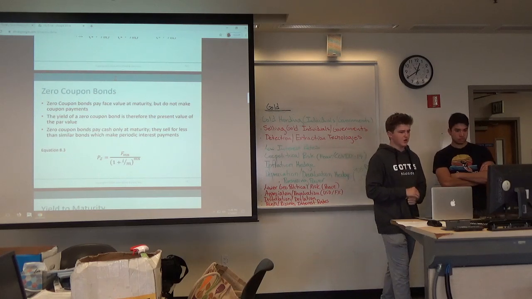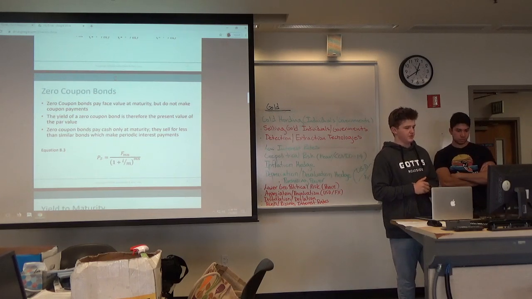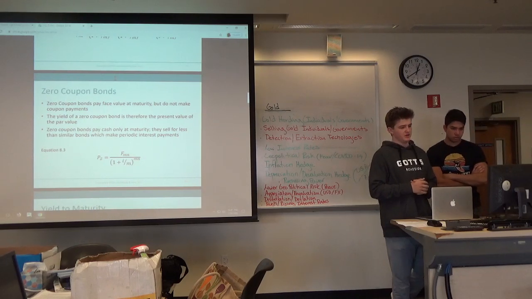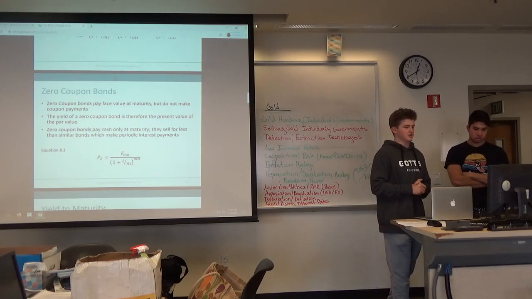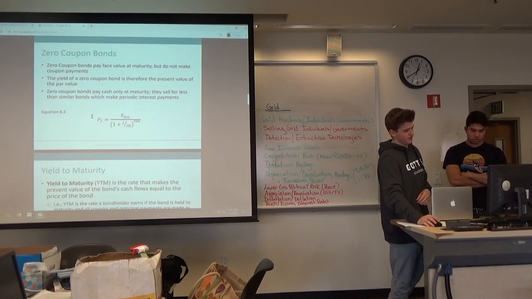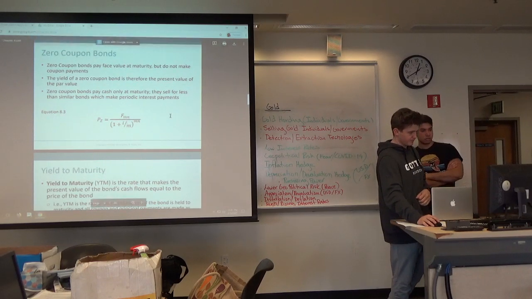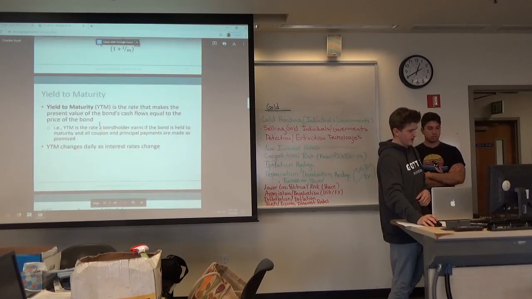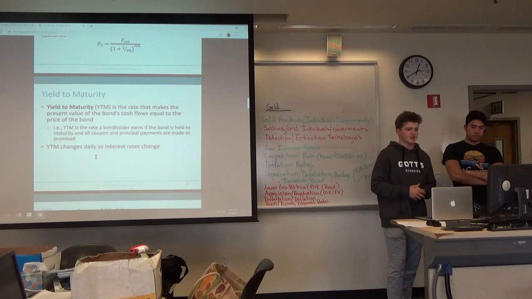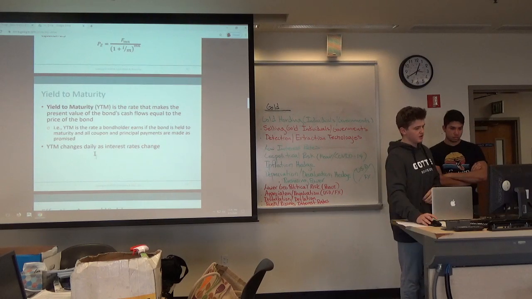The yield of the zero coupon bond is therefore the present value of the par value, and zero coupon bonds pay cash only at maturity. They sell for less than similar bonds. And then there's the equation. And then yield to maturity, or YTM, is the rate that makes the present value of the bond's cash flows equal to the price of the bond.